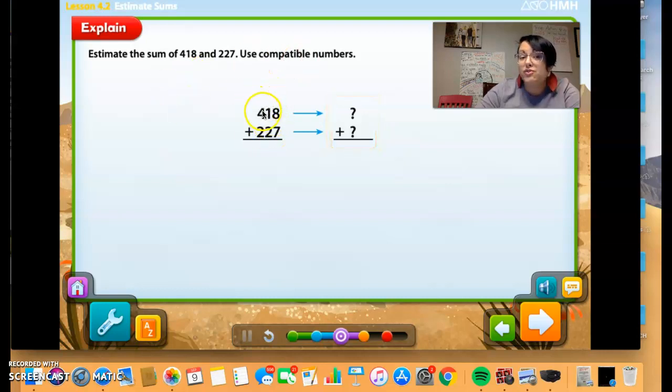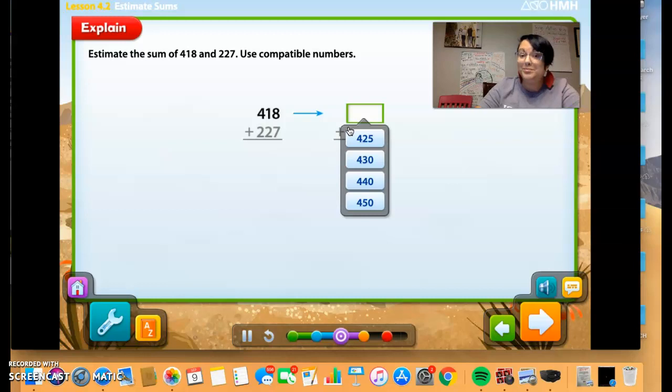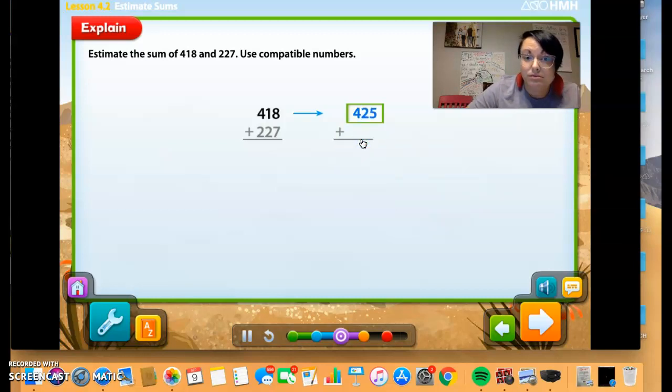418 is pretty close to 400, but when we're thinking of 25, 50, 75, 418 is close to 425, right? 227, which one is that closest to? That 27 is closest to the 25 also. First, select a compatible number for 418. Okay, which one's most compatible do you think? I'm going to go with 25 because I really like adding up with quarters. Woohoo! That's right. 425 is a compatible number. It's close to 418 and is easy to add.